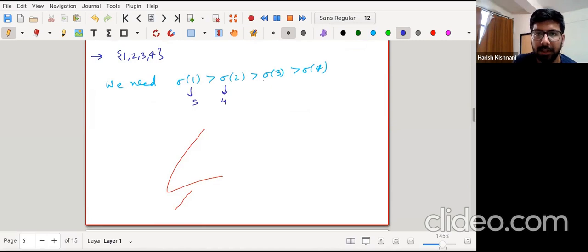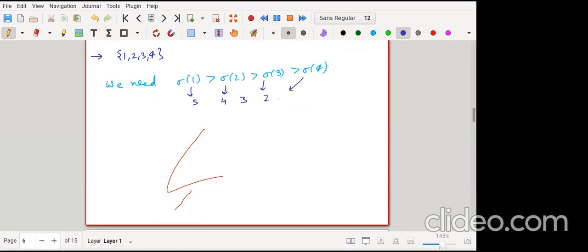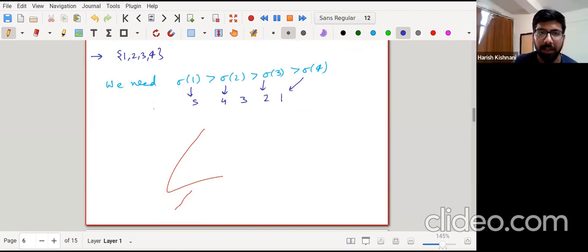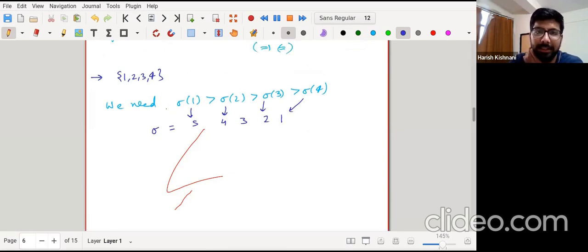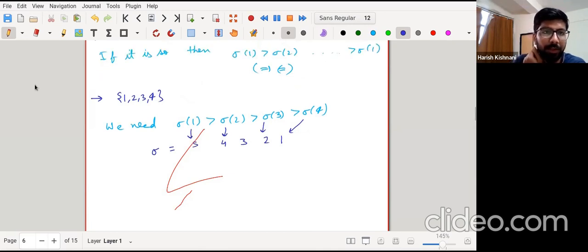So it's 5, 4, 3, 2, and 1. This permutation will give you 1, 2, 3, 4 as a set of cyclic descents, right? You can see that sigma 1 is okay. There should be one more relation because 4 is also a cyclic descent. So sigma 4 has to be greater than sigma 5. Okay, so that's why we missed one symbol here.